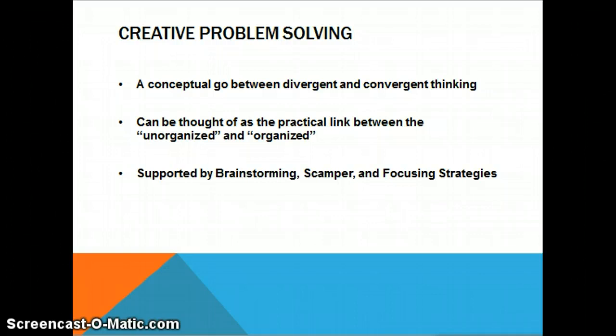And creative problem solving is supported by brainstorming and SCAMPER, as we discussed, and any strategy that works on creating or focusing these creative ideas. So focusing strategies apply there.